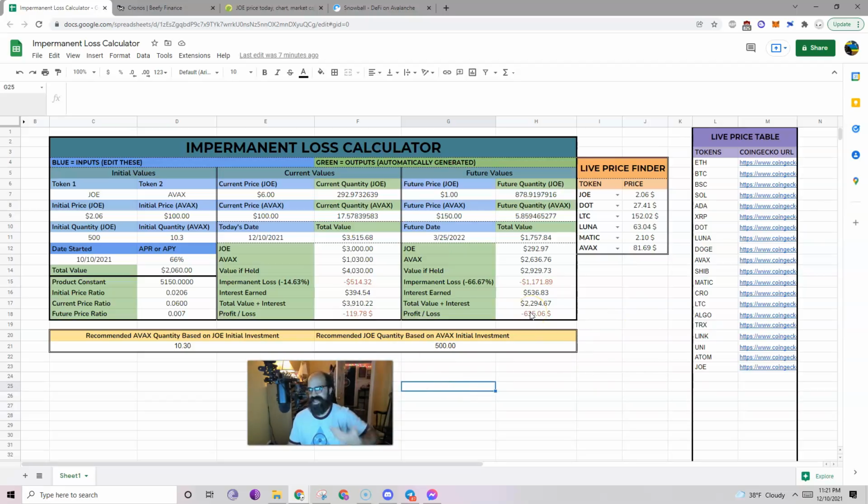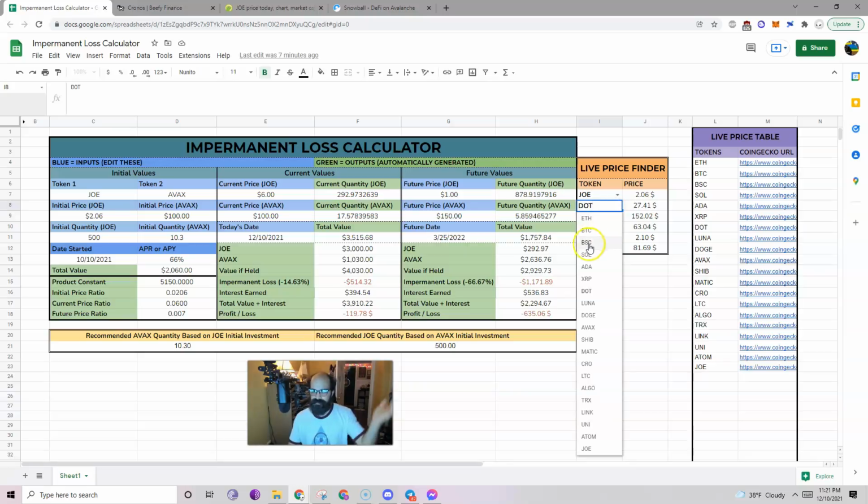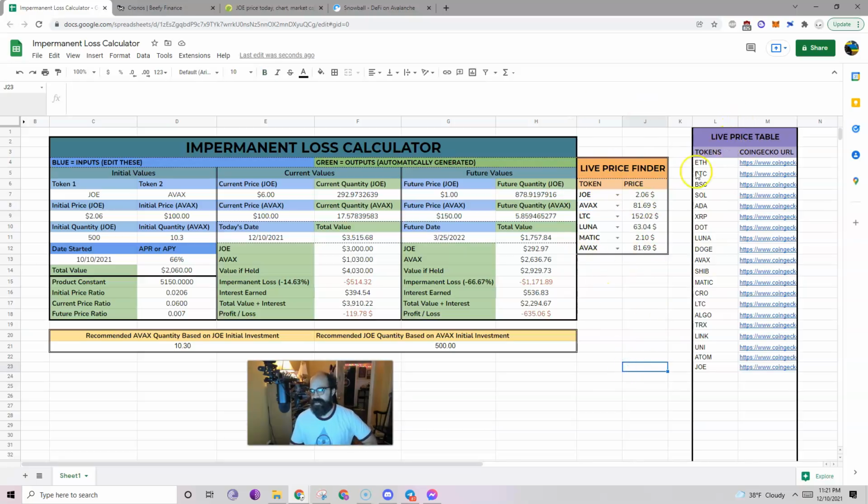Another feature that I added to it was this live price finder. So let's just say you're doing some analyses and you want to go to some of your frequent pairs. So you look at DOT, do the drop down, maybe AVAX is something you use a lot, click AVAX, boom, live price. How cool is that? It's the first time I ever made this live price finder, and I love it. And for the live price table, you can add to this drop down just by adding a new coin here.